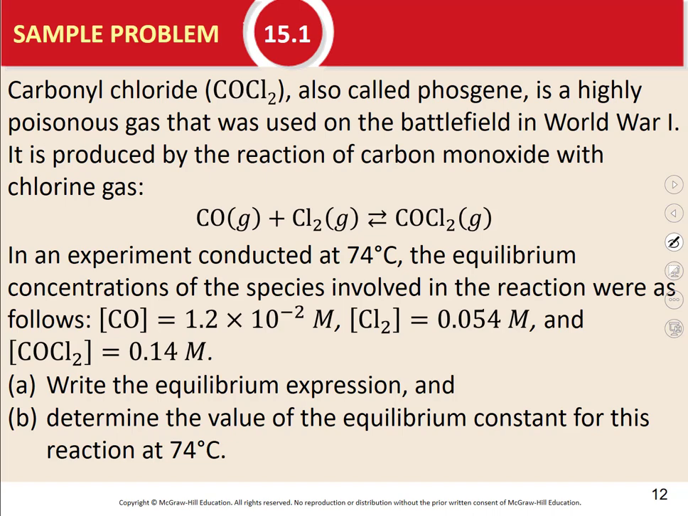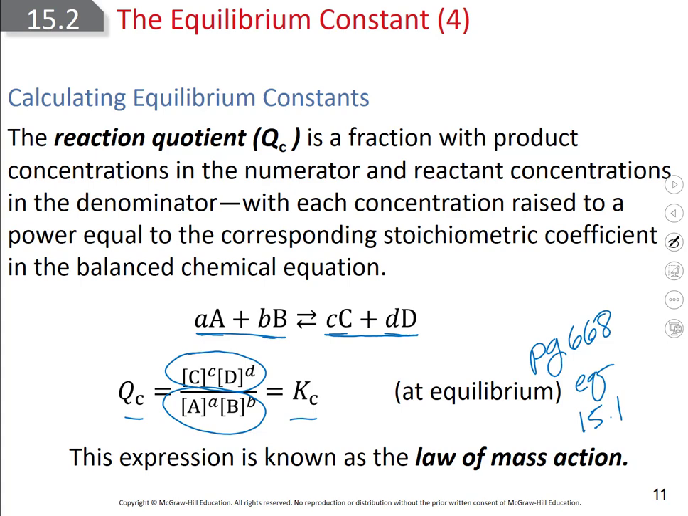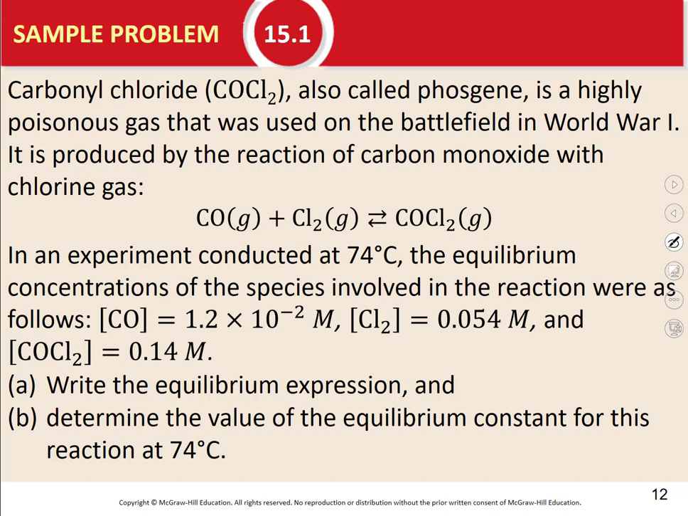Temperature was nowhere in our equation for the equilibrium constant. The reason they're specifying the temperature is, as we will see in a later section, changing the temperature will change your equilibrium constant. So they're just putting that 74 degrees there as a disclaimer saying we're not changing the temperature here.